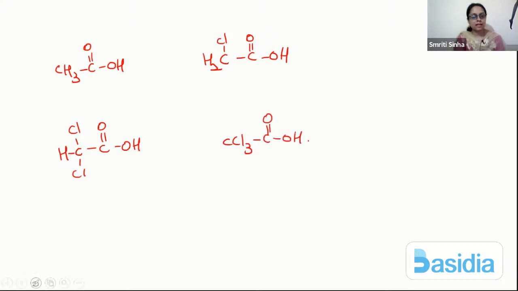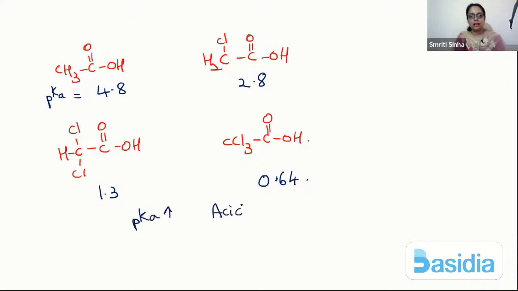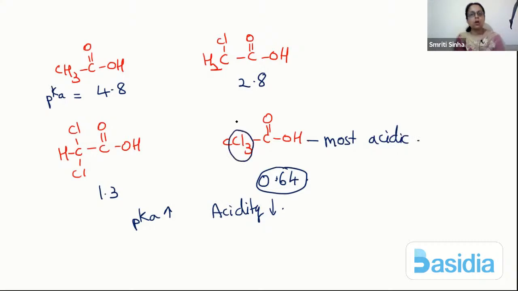The pK value over here is 4.8, for this it is 2.8, for this 1.3, and for this 0.64. So the more the pK value, the less the acidity. Remember this relationship. The lowest value of pK is for trichloroacetic acid, and that's why it is the most acidic. The reason is it has more halogen atoms, more minus I effect, and therefore a more stable conjugate base, and hence more acidity.